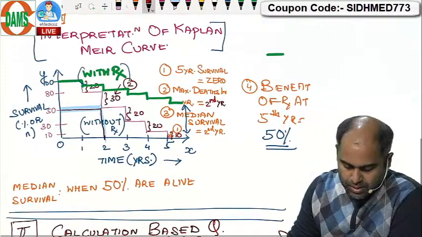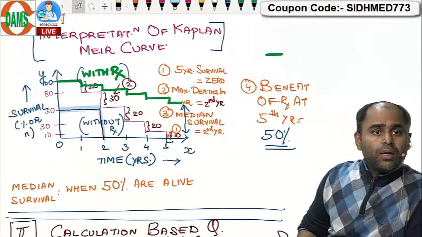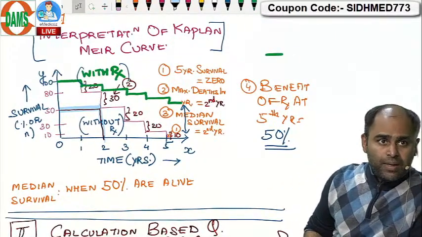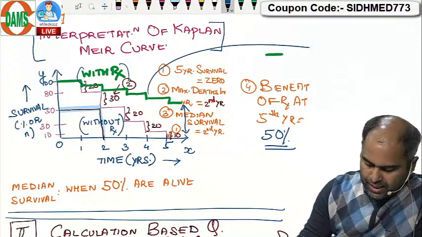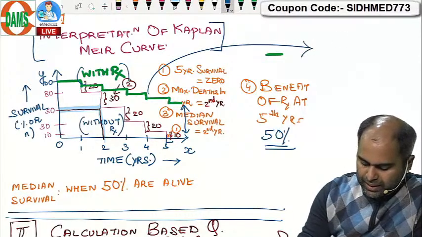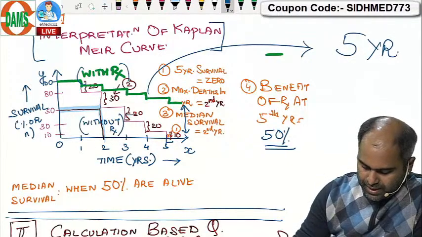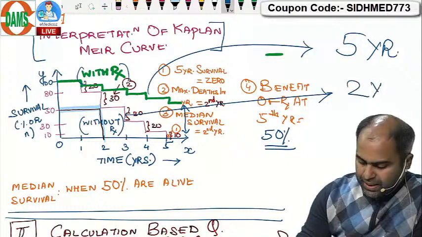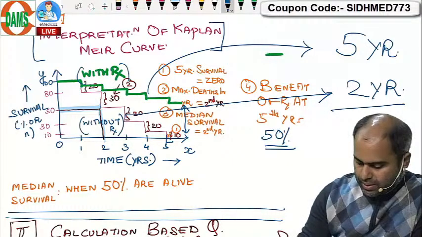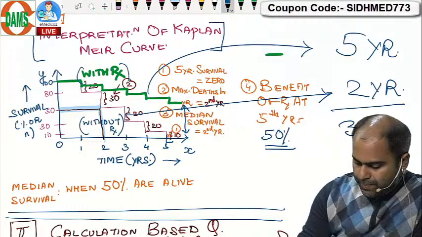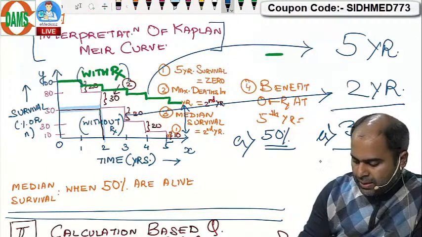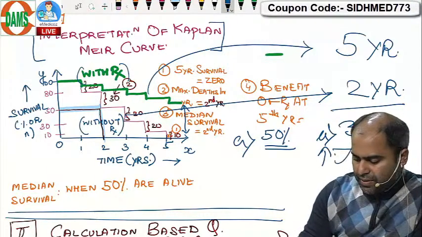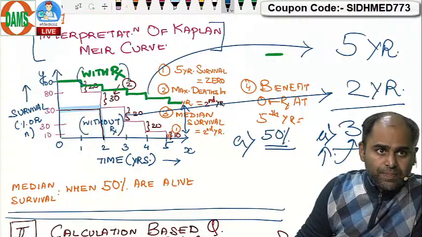Okay, so there are doubts coming up. I will scroll up first. Okay, benefit of treatment and 3 years time. Okay, now beta, if you see in this curve, the median survival is 5 years, whereas in this curve the median survival is 2 years. So I can also say the benefit of treatment is increase in median survival by 3 years.